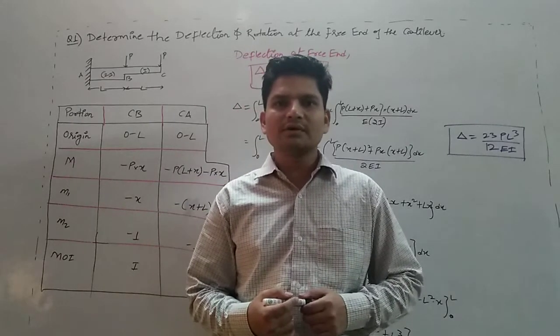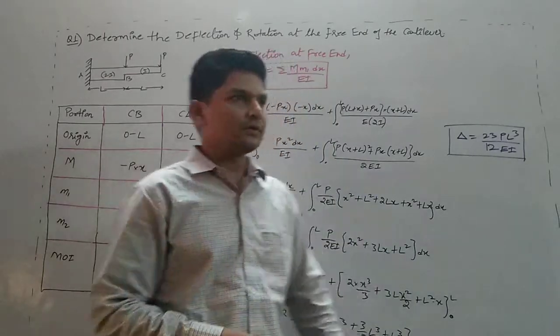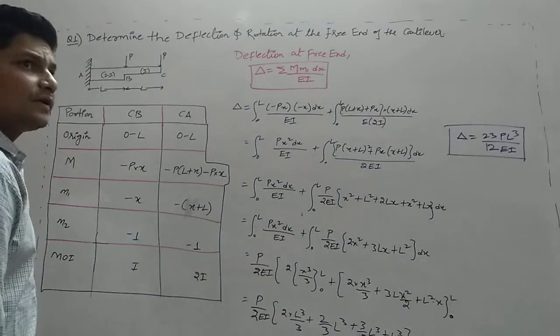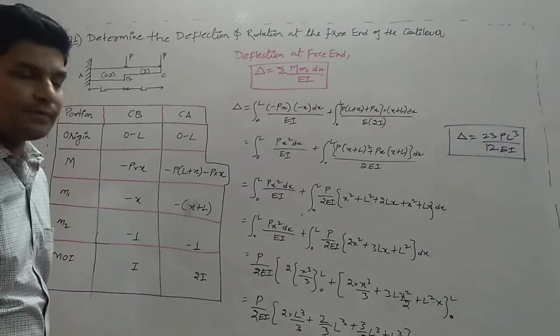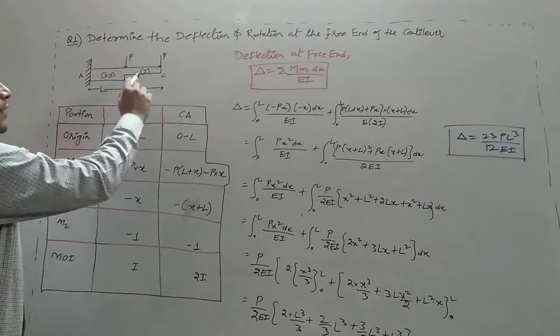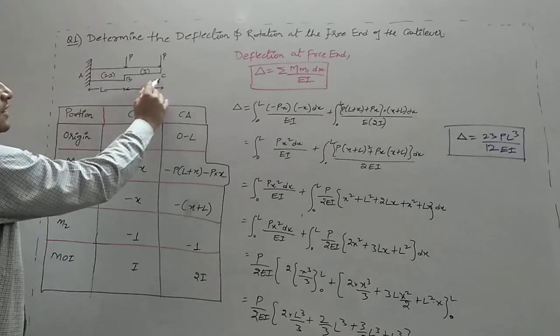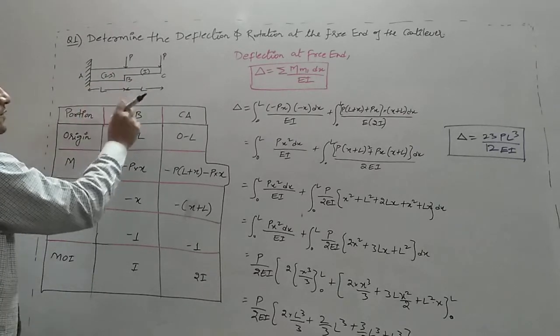Okay, so here we are taking one example or one question from unit load method. You have to determine the deflection and rotation at the free end of the cantilever beam. So if you are given one cantilever beam with a point load at point C here and one point load at point B here, of span L and span L.